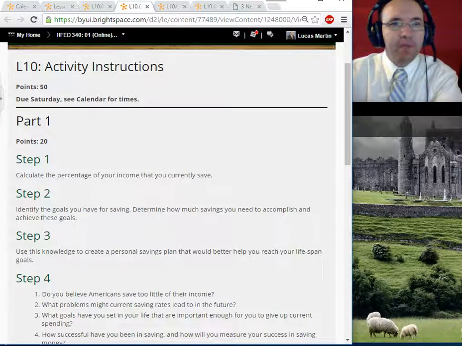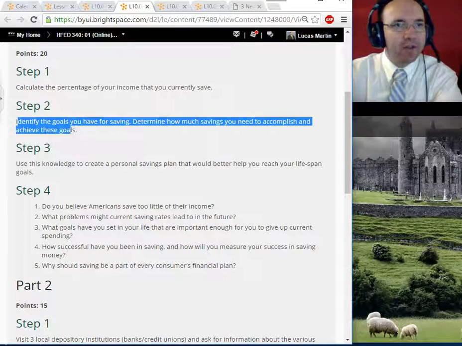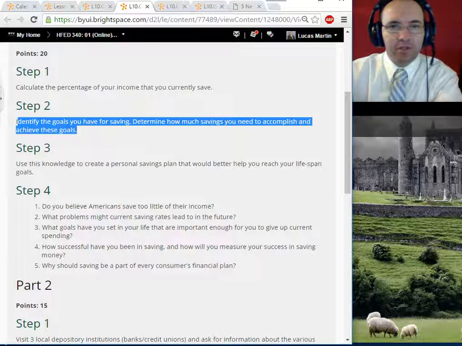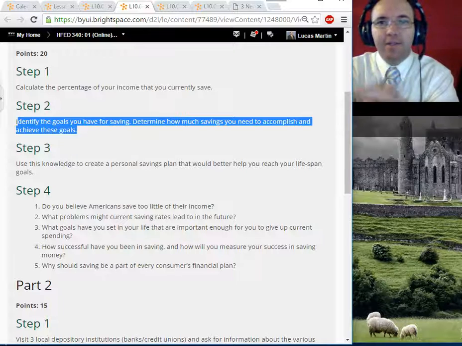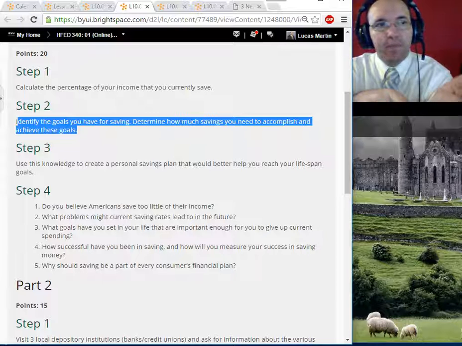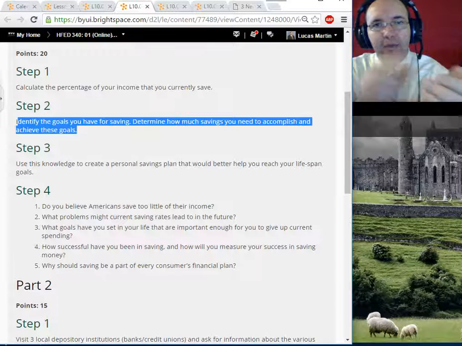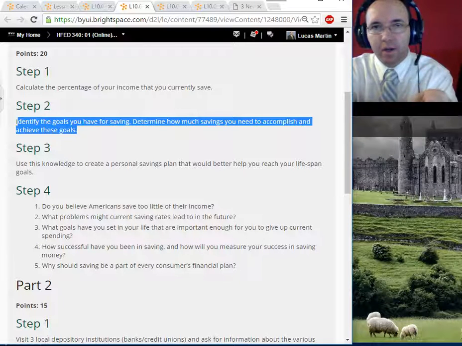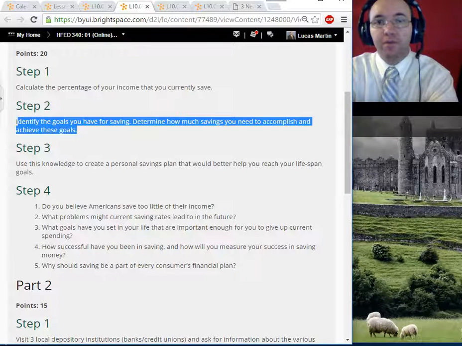by the whole. The next portion on here is you're going to identify the goals you have for saving and determine how much savings you need to accomplish and achieve those goals. I would like to see 3 goals. Now, when it says here to identify the goals, just because those goals don't show up, it does kind of come up in 3, but I want to know what those 3 goals are so that we can actually show that you've completed the assignment.